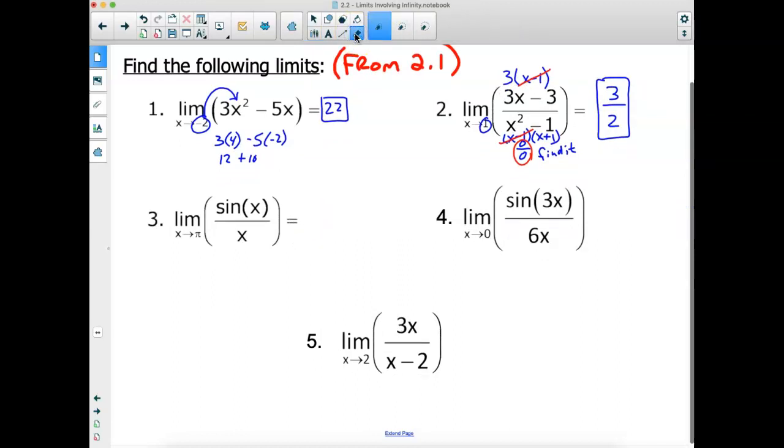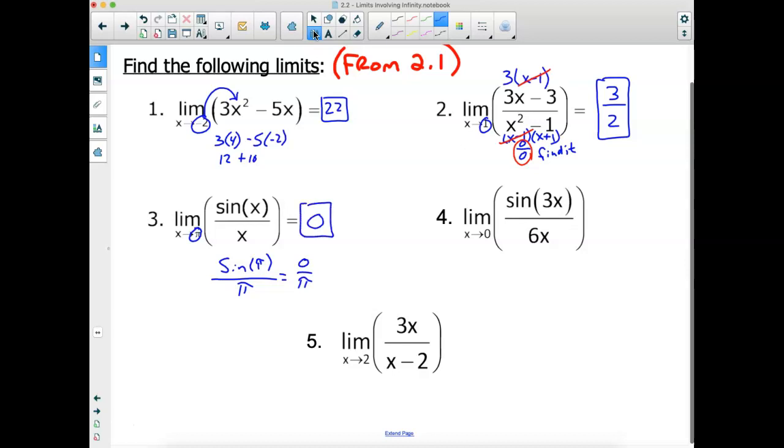Remember, you dirty, rotten scoundrels, what we need to do is plug in the target value first. So we have the sine of pi over pi. The sine of pi is 0, over pi. Ooh, that limit is 0. Okay?